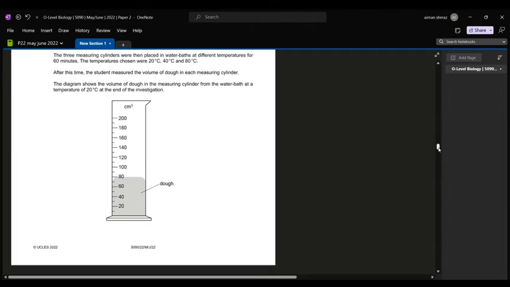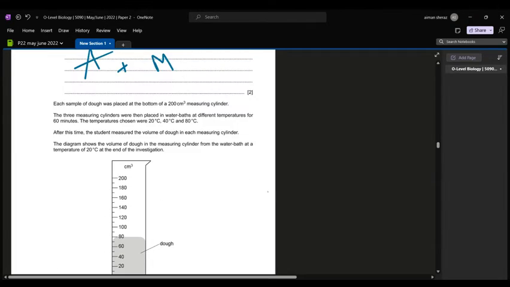Each sample of dough was placed at the bottom of a 200 centimeter cube measuring cylinder. The 3 measuring cylinders were placed in water baths at different temperatures for 60 minutes. That means for 1 hour you had kept the 3 measuring cylinders at 20, 40, and 80 degrees Celsius. After this time, the student measured the volume of dough in each measuring cylinder. So, how much volume of dough had risen.